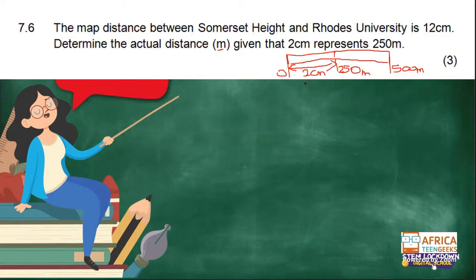Okay, now let's continue. There are obviously a number of ways of doing this particular question, but all of you are giving me 1,500. Okay, let's see if you guys are correct.